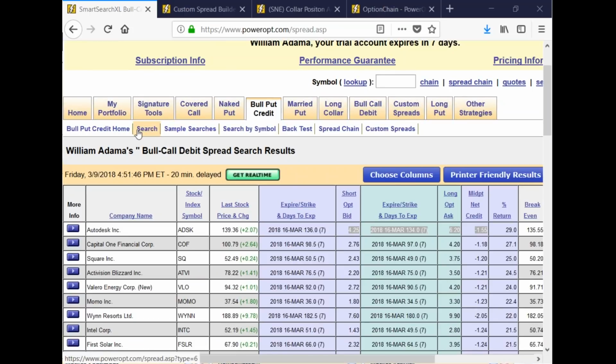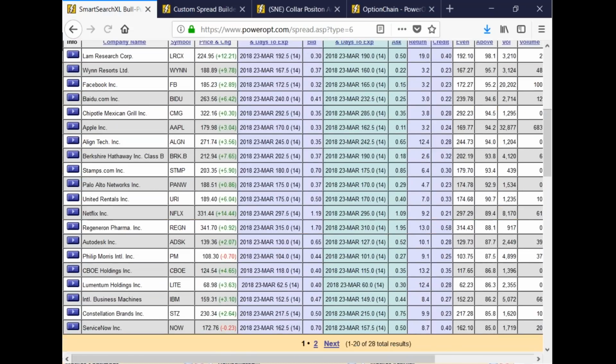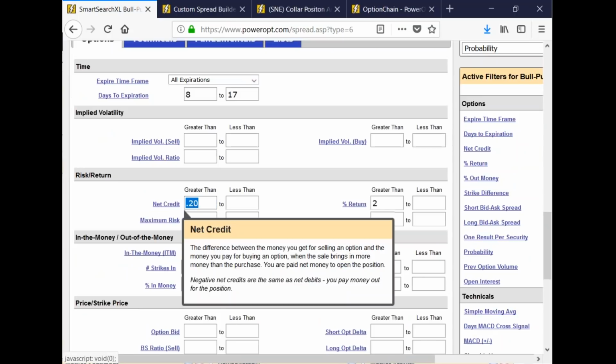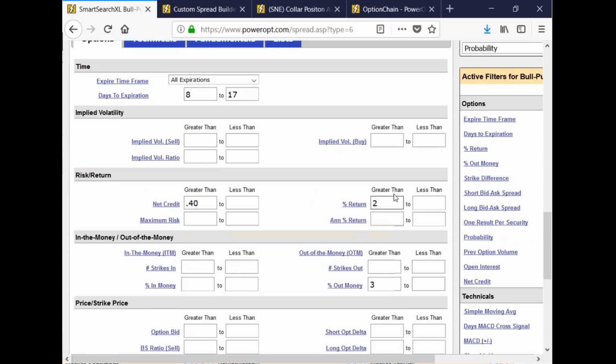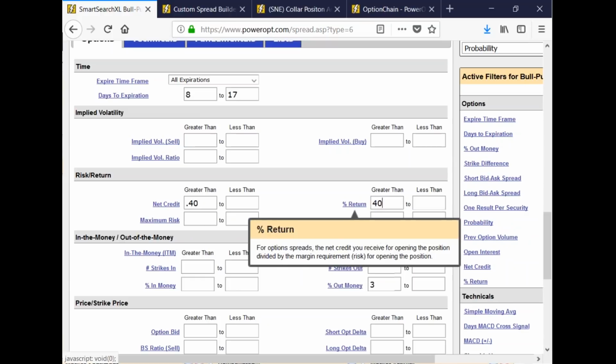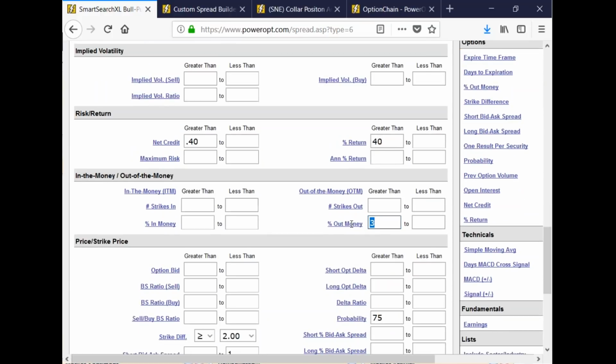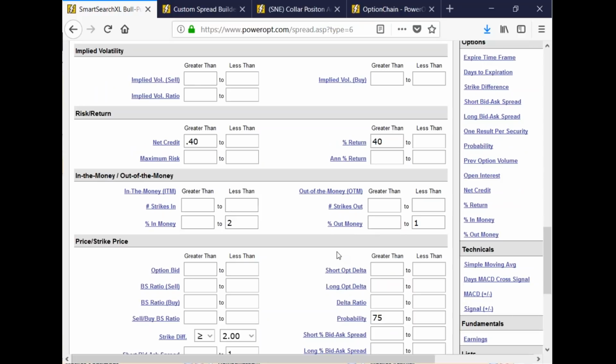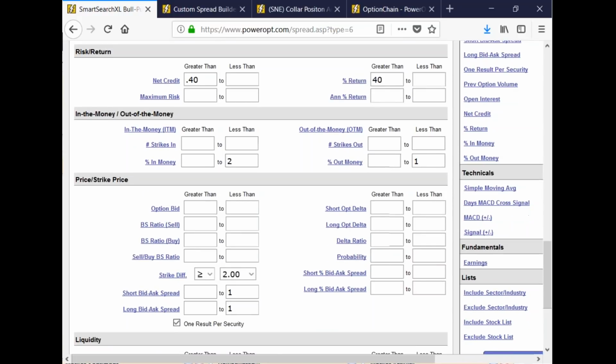And then once I found the spread that I wanted, I'd take this out. Let's go to bull put, and I'll just go to the weekly bull put default screen. Fantastic. But I'm going to change something. I'm going to double the net credit. I'm going to put the return up to at least 40%. And I'm going to go no more than 2% in the money and no more than 1% out of the money. And I got to take out the probability. I'm going to leave a 2-point spread.